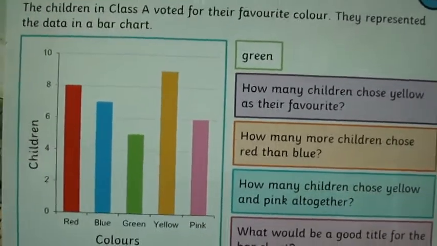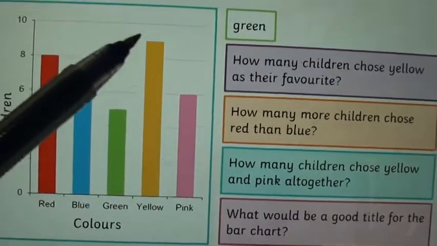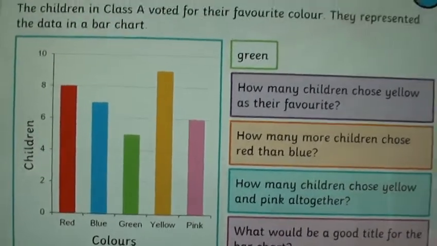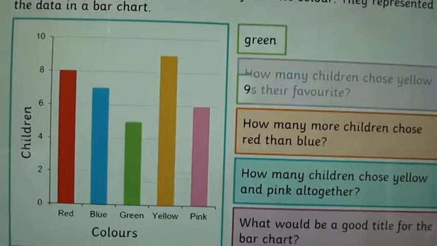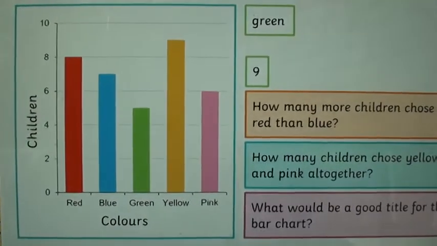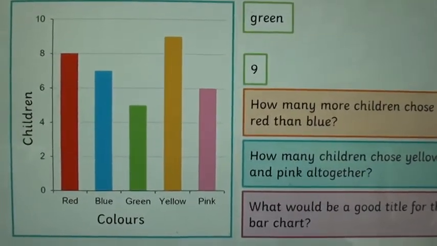How many children chose yellow as their favourite? Now yellow is funny. Yellow goes in between 8 and 10. It's not 8, not 10. What number is halfway in between? It's 9.